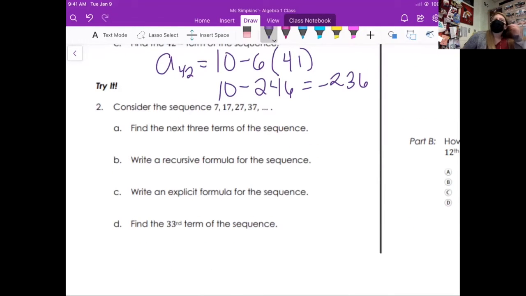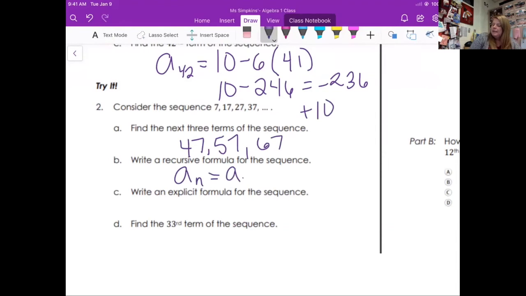Okay, so what was happening every time? Add 10. So we went from 7 to 17 to 27 to 37. So the next 3 terms would be 47, 57, and 67. So if you're writing a recursive formula, that is going to be the same, except we would write plus 10 every time. For some reason, I don't know what the miscommunication was. A lot of people put plus 7.